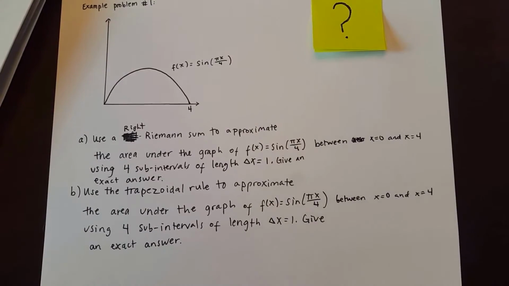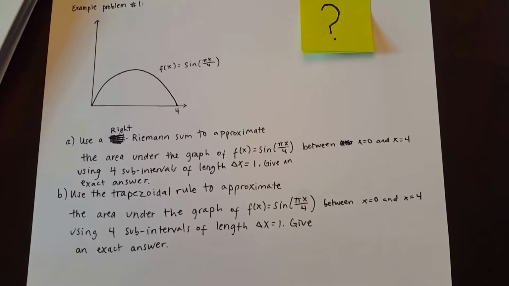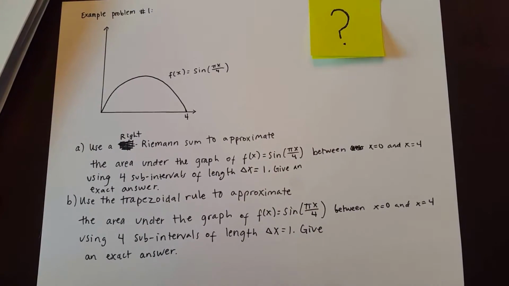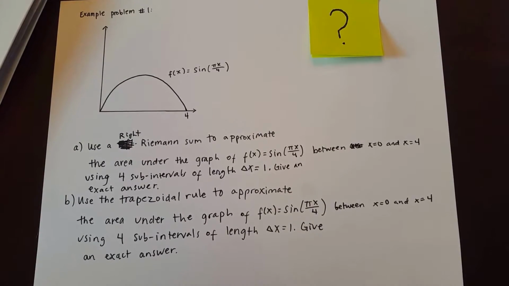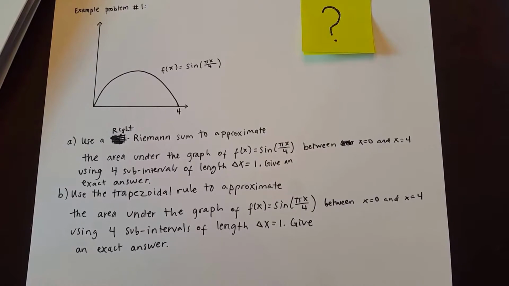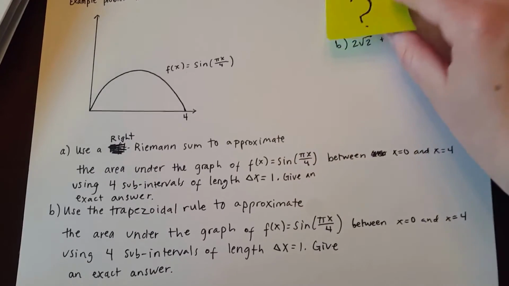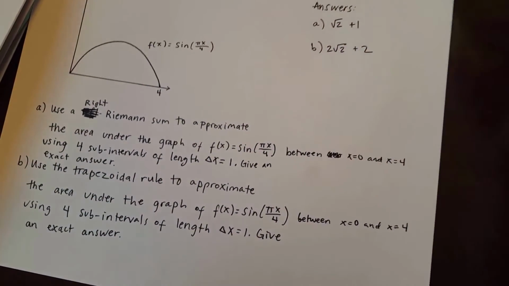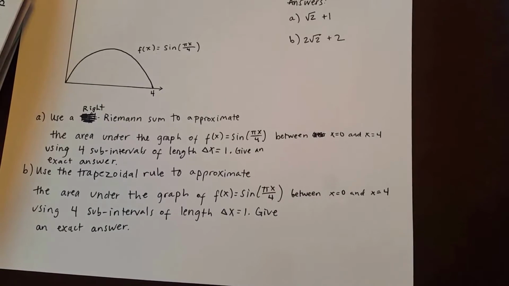So we are going to send you away with a couple of example problems to work out on your own. First, you're going to find the area underneath the graph of sine of pi x over 4 using a right Riemann sum and the trapezoidal rule. Pause this video, work it out, and then we'll show you the answers. So if you worked it out right, for the right Riemann sum, you should have gotten an answer of rad 2 plus 1. And for the trapezoidal rule, you should have gotten an answer of 2 rad 2 plus 2.